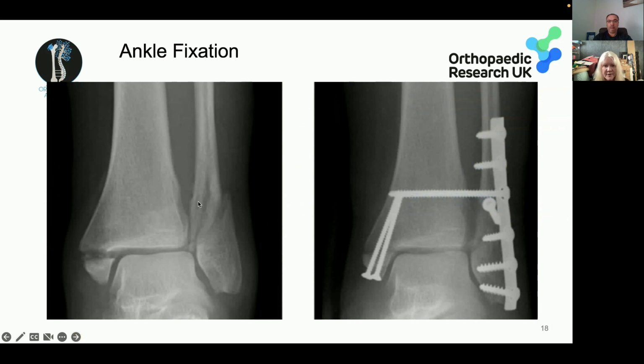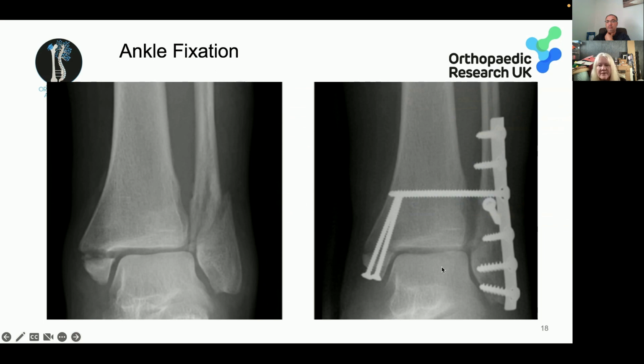How do we fix them? So here we go. We've got a Weber C fracture, a Weber B fracture down here. We've also got a medial malleolus fracture. Now, if we think about this, if this is where it's supposed to be, then we've definitely got increased medial space there. And you haven't disrupted the deltoid ligaments, but you've fractured the medial malleolus. So this is going to be unstable and we are going to fix it.